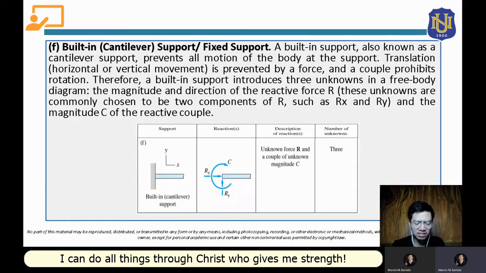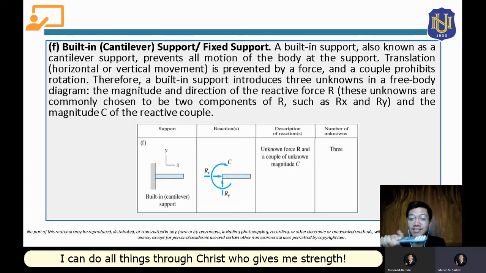It's important that you understand this concept. For built-in support or fixed support, since it is fixed, let's say this is the body, it is supported here, and its support is fixed. Meaning to say, it is restricted. It is restricted to move to the left or to the right. It is also restricted to move downward or upward. It is also restricted to rotate, since it is fixed at this point.